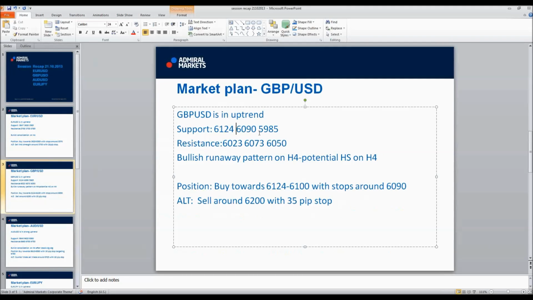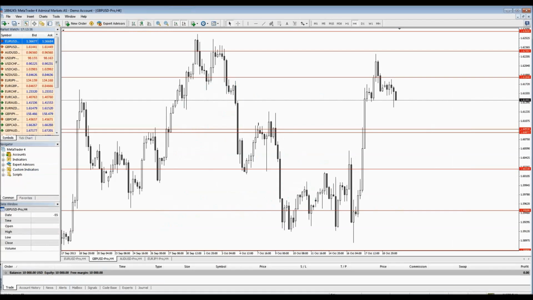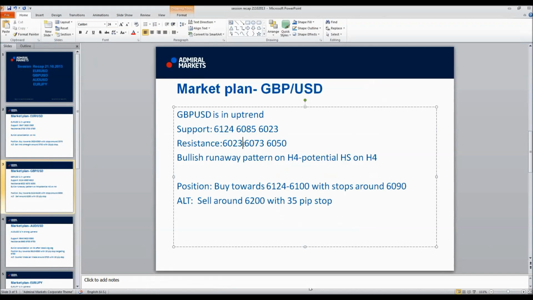I will correct this, 60.85, and then it goes 60.23, sorry, I cannot see it here. Okay, resistance levels are 61.84, 62.30, and 62.65. Those are three very, very important resistance levels. Let's write it down so you can also have it on your charts.